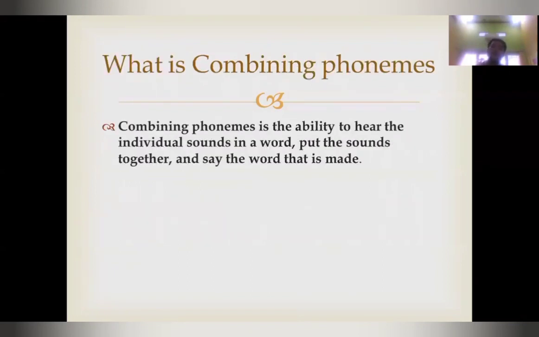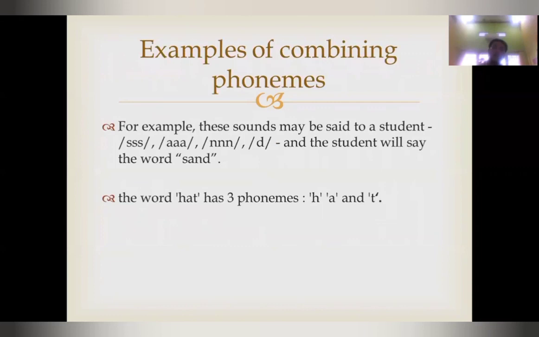And what is combining phonemes? Combining phonemes is the ability to hear the individual sounds in a word, put the sounds together, and say the word that is made. So the examples of combining phonemes: for example, these sounds may be said to a student: s, a, d. The student will say the word sand. The word head has three phonemes, which are H, E, and D.